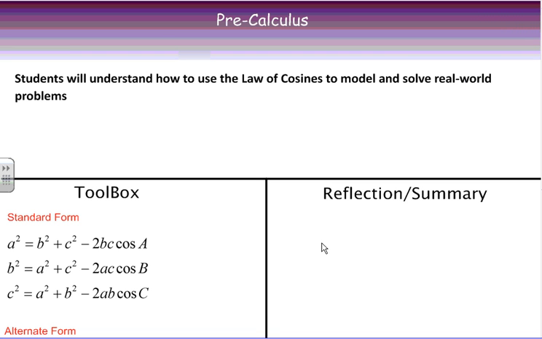Okay, so in this lesson, I forgot to put it on here, so maybe I'll do that real quick. This is 1.7, the law of cosines. And our learning goal for this lesson is that students will understand how to use the law of cosines to model and solve real-world problems. So we probably need to know what the law of cosines is so we can apply it.